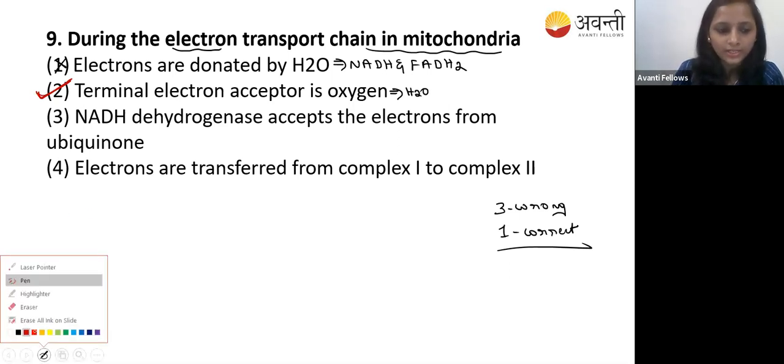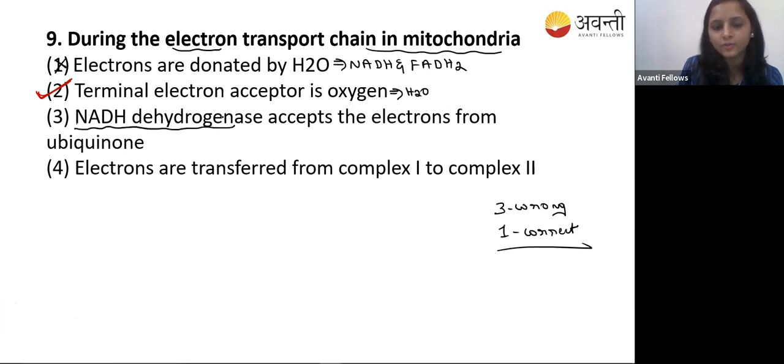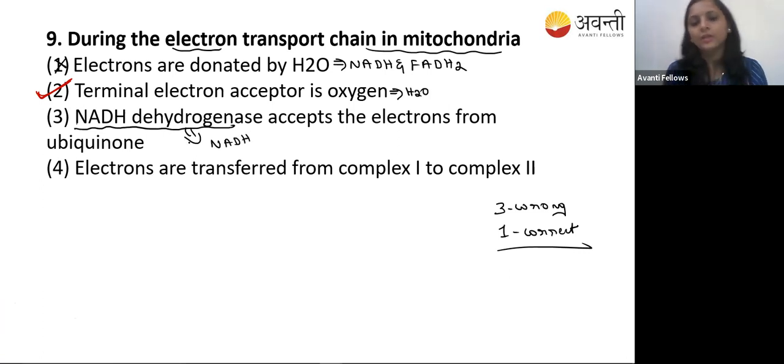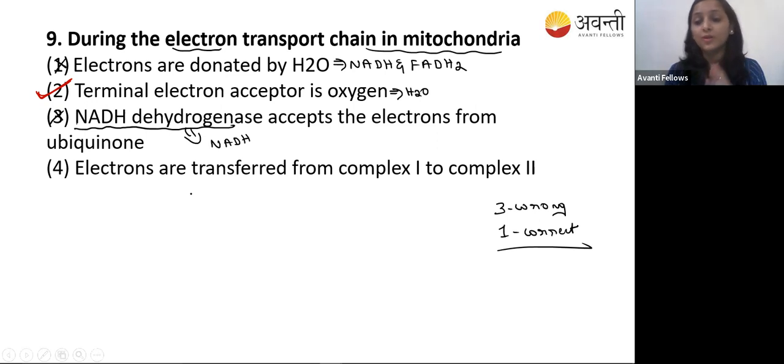Then the third statement: NADH dehydrogenase accepts the electron from ubiquinone. No, the name itself tells that NADH dehydrogenase accepts the electron from NADH, not from ubiquinone. It is the first electron acceptor, complex number 1. So that is the reason option 3 is wrong. Then statement number 4: the electrons are transferred from complex 1 to complex 2. Someone will think that is correct, but it is not correct.